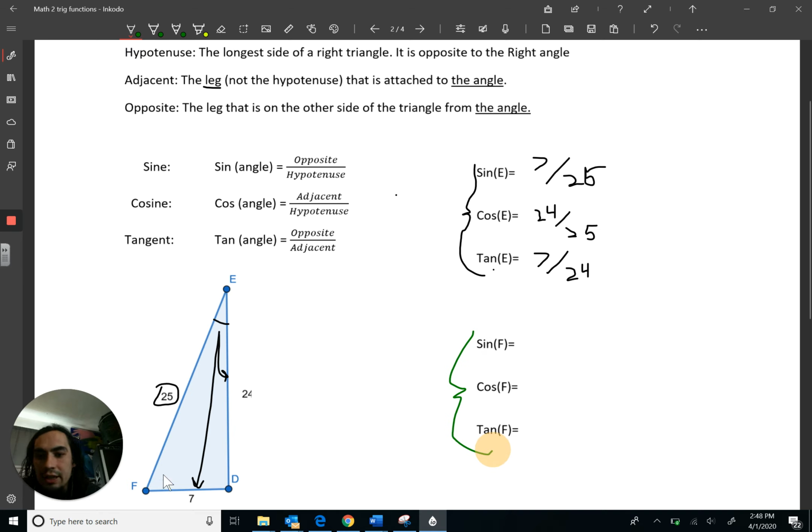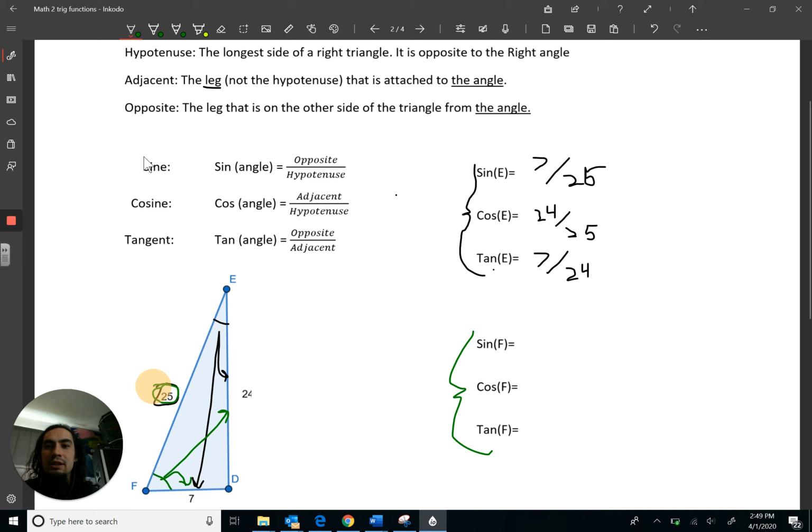So let's take a look at angle F. Angle F is here. The opposite to F is 24. Notice that that was the adjacent for E, but now it's the opposite for F. The adjacent for F is 7, and the hypotenuse is still 25. It's going to be the same for everything. Okay, so we can fill these in.